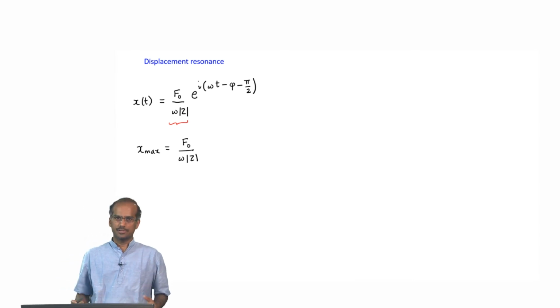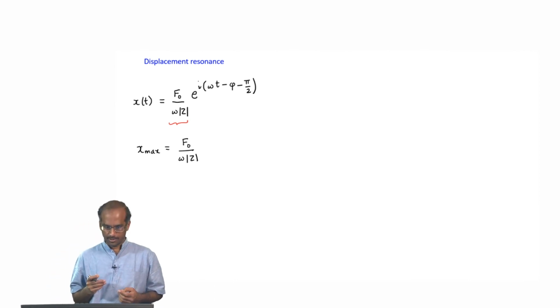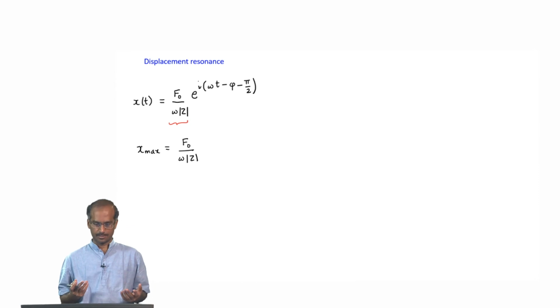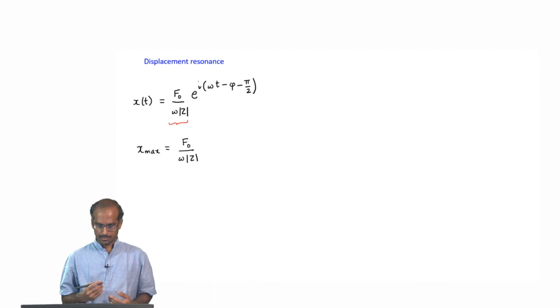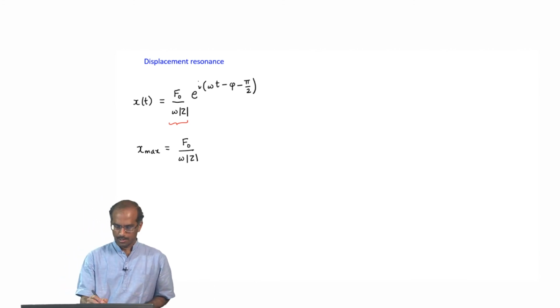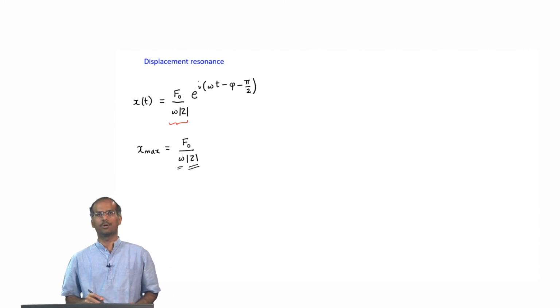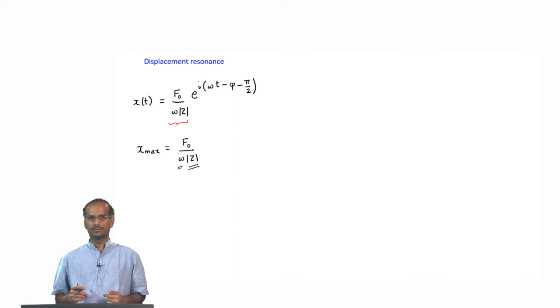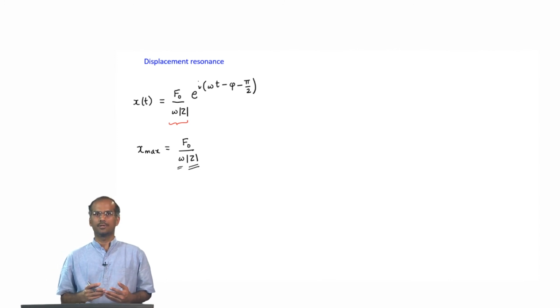Here again the question is the same. If I were tuning omega, if I were changing the frequency of driving, how would x max change? Remember that unlike in the previous case, here the question is slightly more complicated, because you have an omega here, but there is also omega inside this modulus of z. So, we need to minimize this function with respect to omega.